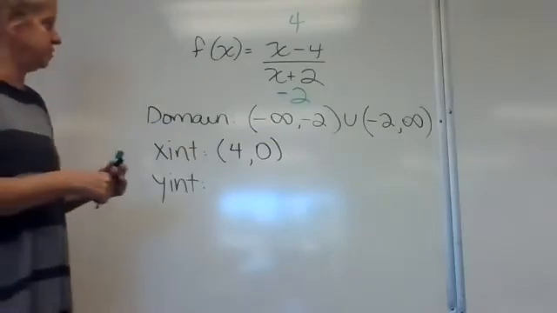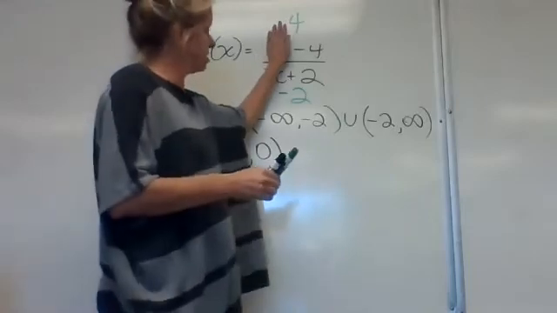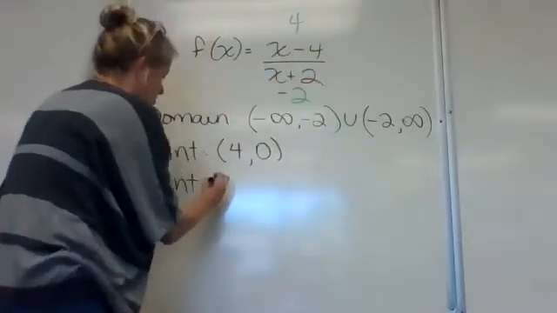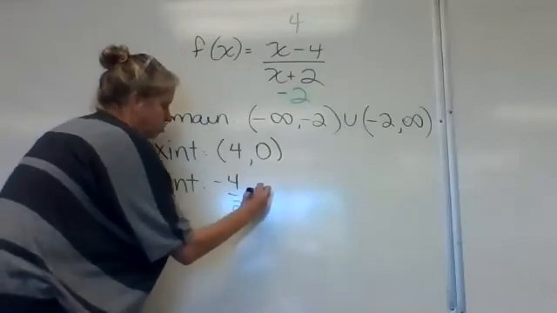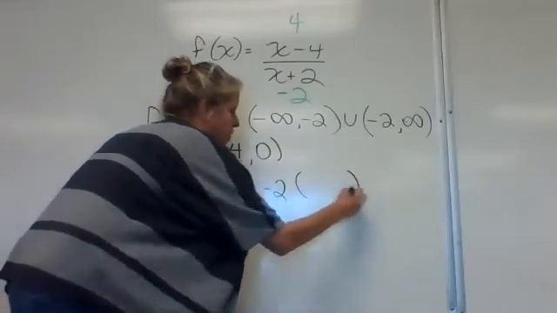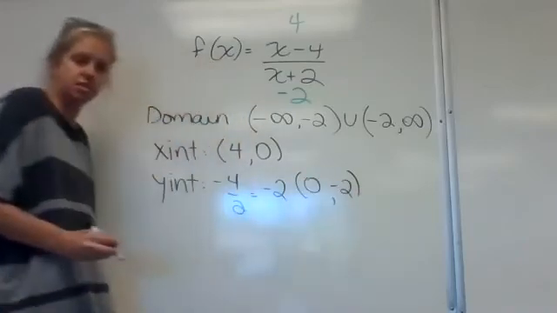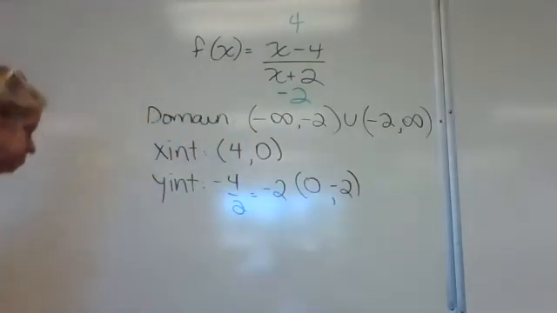The Y-intercept, just cover up your X's, and what's left? -4 over 2, which reduces to -2. So the Y-intercept, the -2 is in the Y spot, 0 in the X.